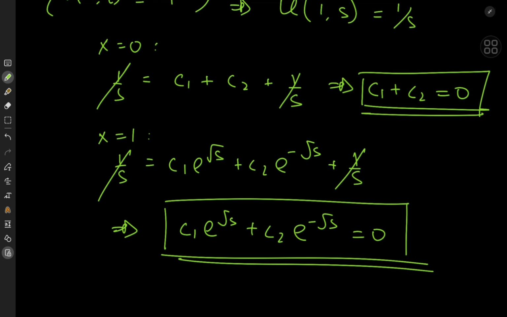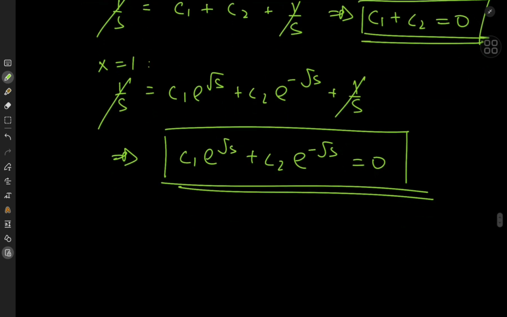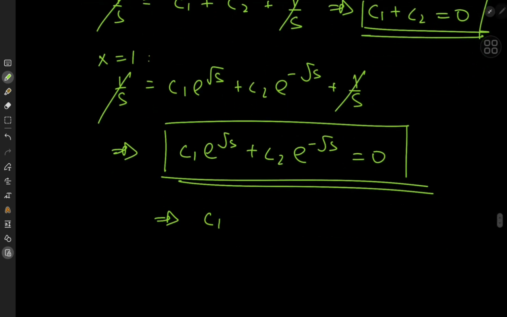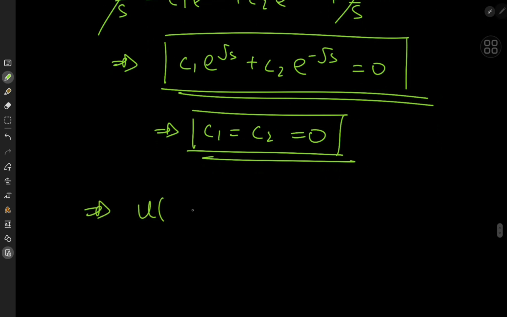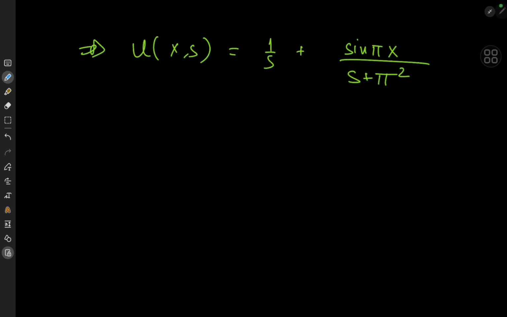And this second equation is pretty useful because recall that e to the root s and e to the negative root s are both linearly independent basis vectors for the vector space they span. That means the linear combination can be 0 if and only if c1 equals c2 equals 0. And this, of course, is in agreement with the equation c1 plus c2 equals 0. So that means we have u of x and s equal to 1 by s plus sine of pi x divided by s plus pi squared. And we're pretty much done.